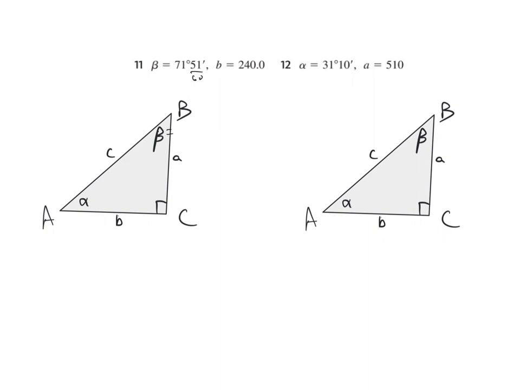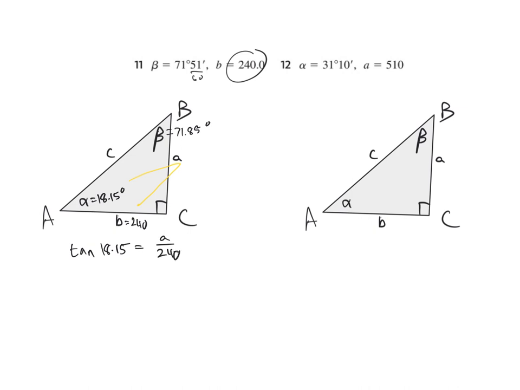So this is 71.85 degrees. Subtract that from 90. So 90 minus 71.85 is 18.15 degrees. Okay, so we know B is 240. So now let's get A. Let's just use alpha and do opposite over adjacent. So we'll use the tangent of 18.15 equal to A over B.